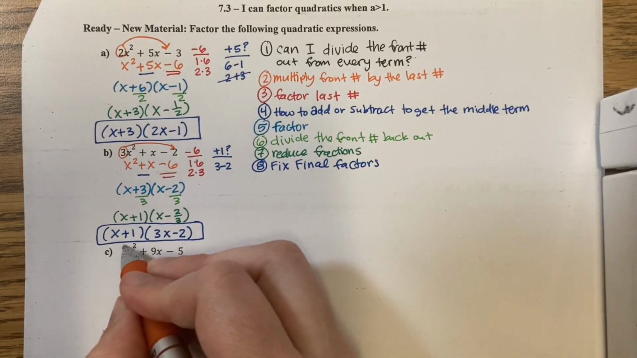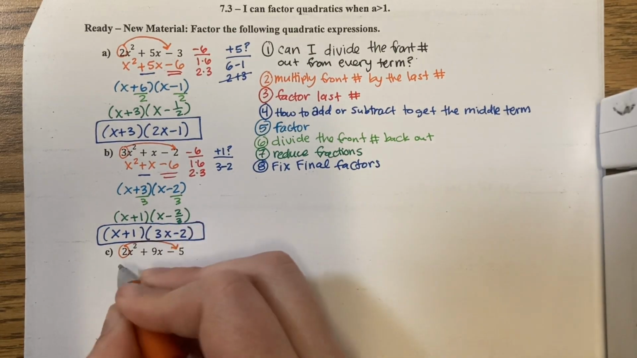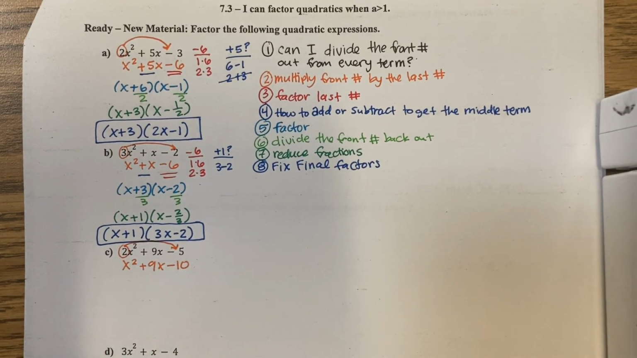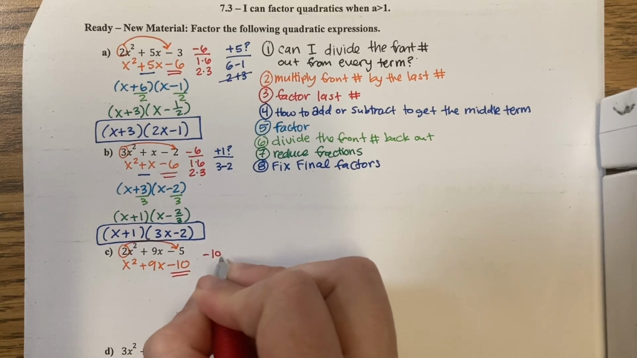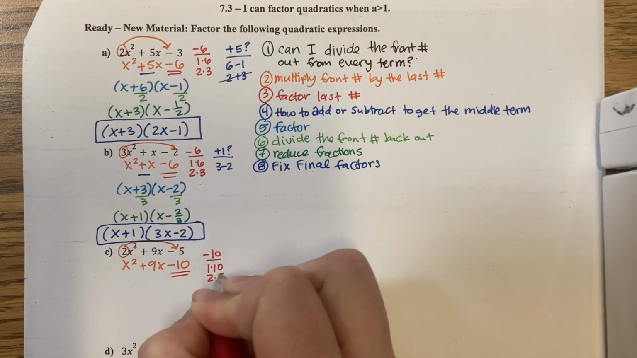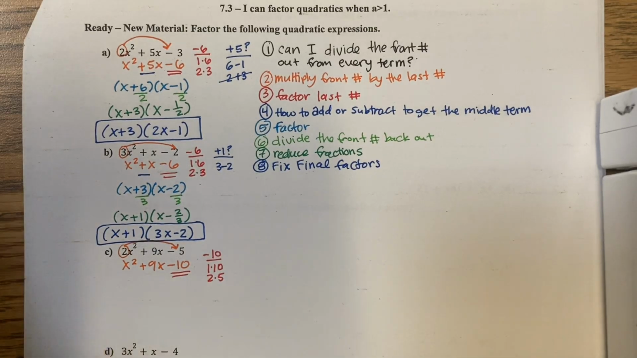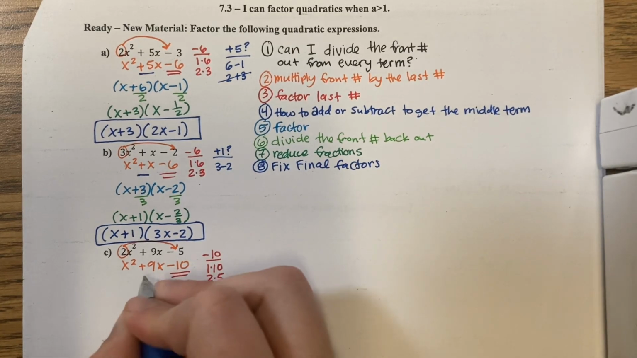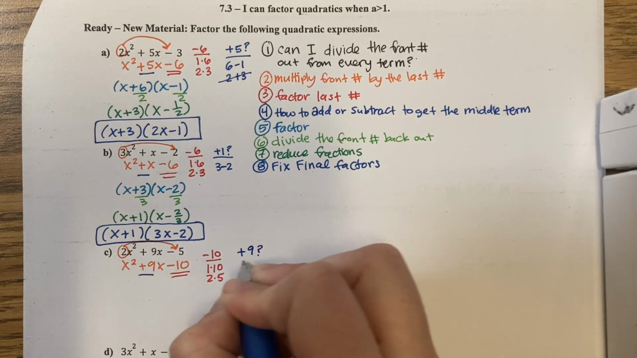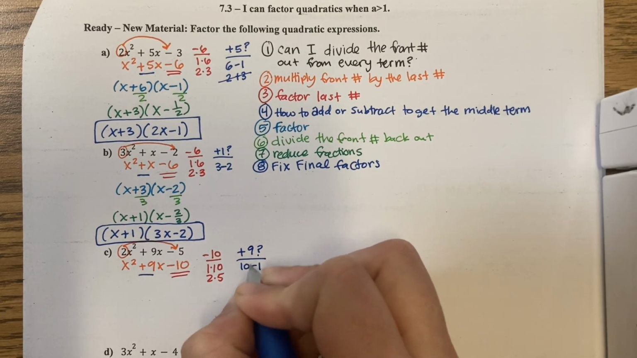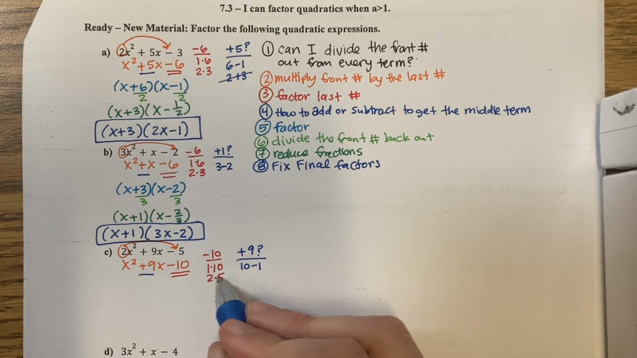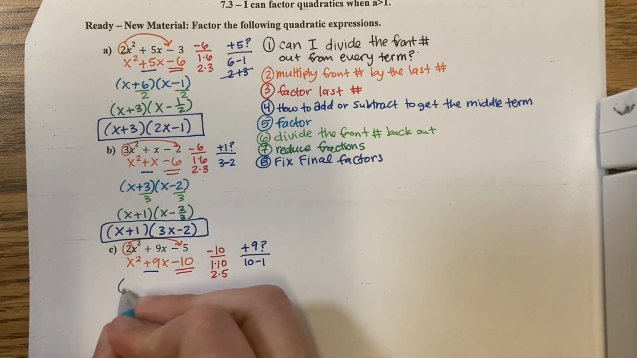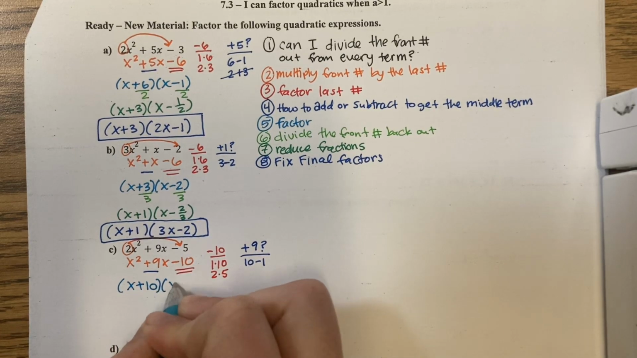2 won't divide out. Multiply it by the end. That makes a minus 10. Multiples of 10 are 1 times 10 and 2 times 5. Then I need it to make plus 9. 10 minus 1 makes 9. There's no other way to get 9. So I will have x plus 10, x minus 1.